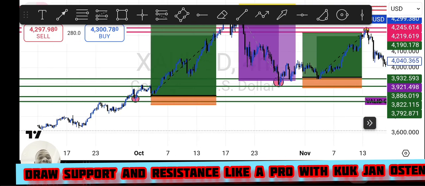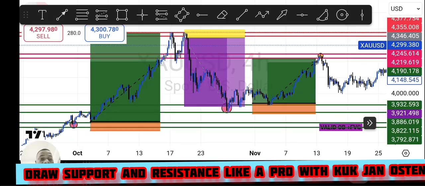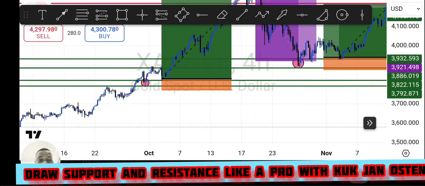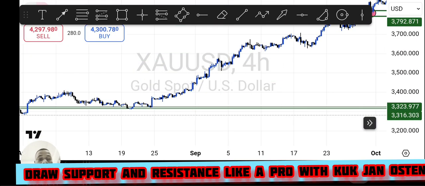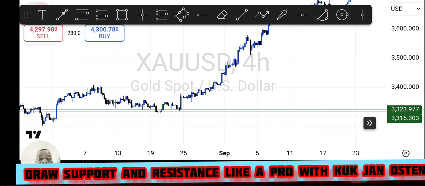And okay guys, so fast things fast. Today I'm going to take you through how to draw valid zones of support and resistance. Many people say that they trade support and resistance, but it's only 10% who understand how to trade it. It's like the 90% rule in trading.